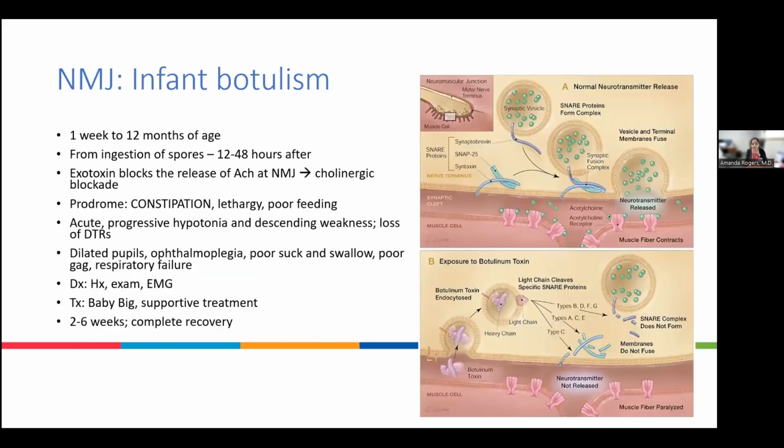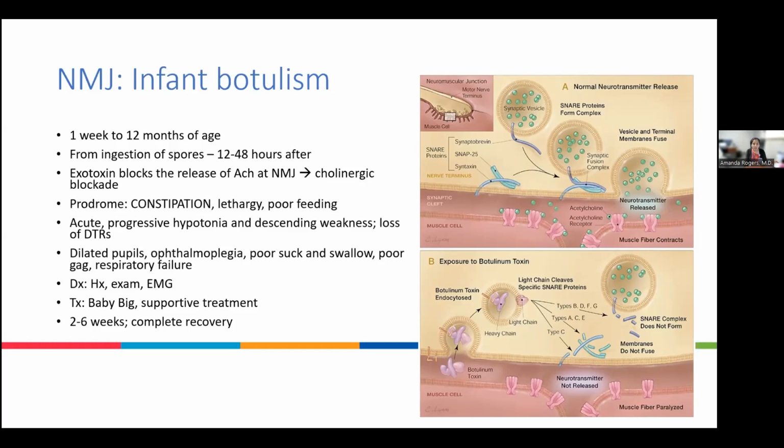Infant botulism is an important cause of hypotonia to think of in infancy. It typically presents within 1 week to 12 months of age, but really 95% of babies will present less than 6 months of age. It is mediated by Clostridium botulinum toxin. There's ingestion of spores that happens, and because of the ingestion of spores, there is an exotoxin that causes presynaptic blockage at the neuromuscular junction, which leads to progressive weakness.